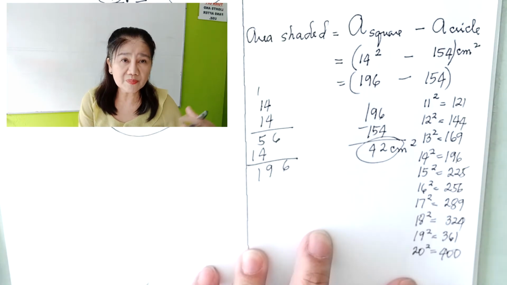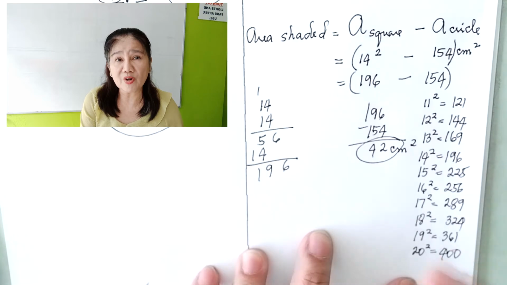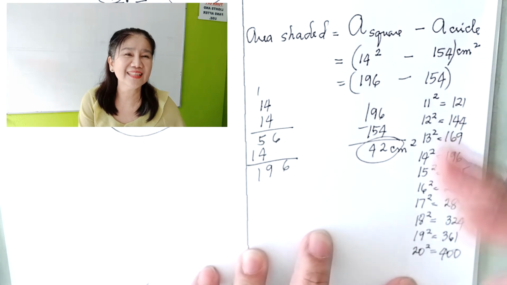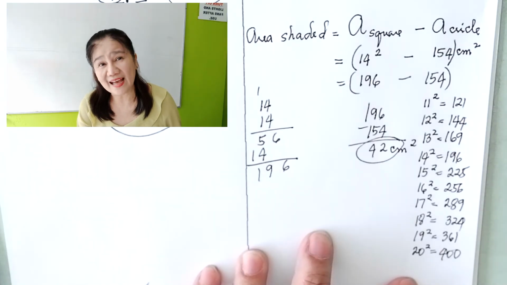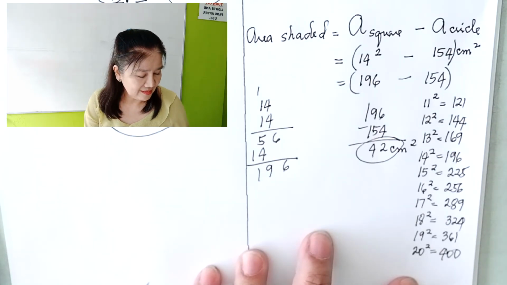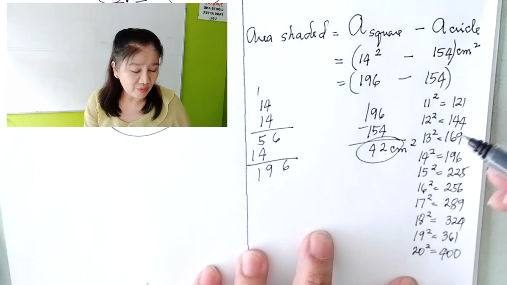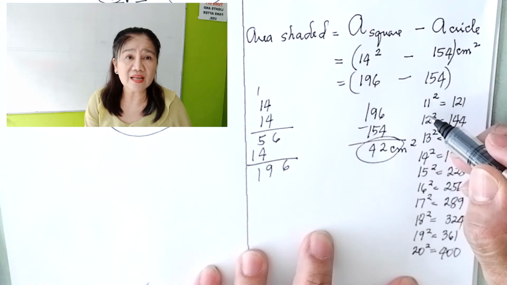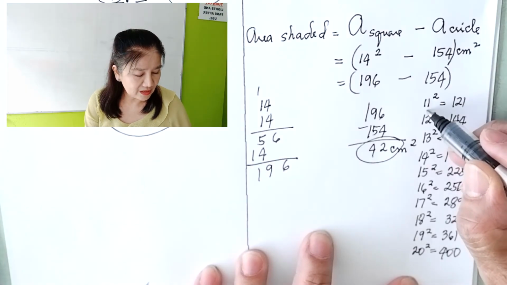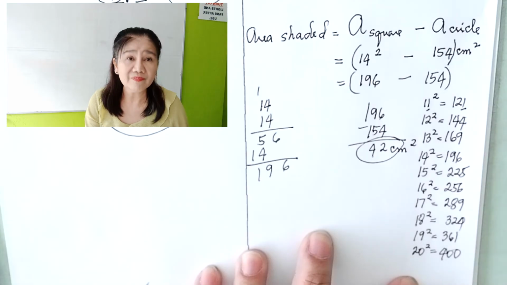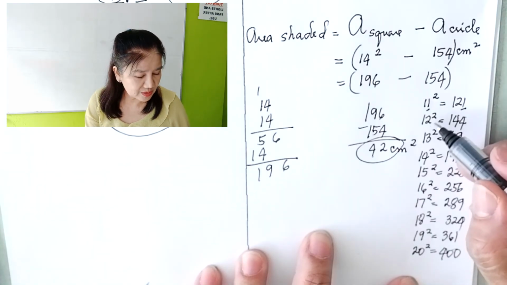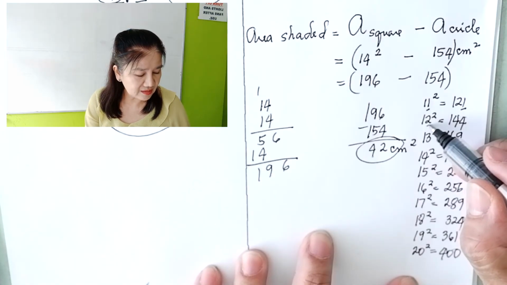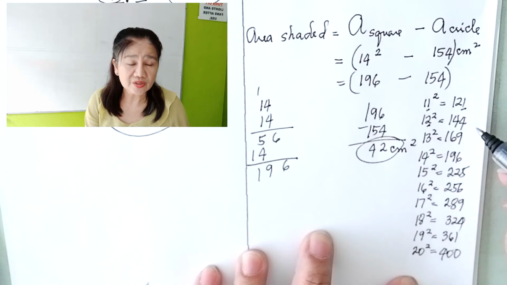Okay, let me help you how to remember all this fast. When I was young, I really memorized all this, but I had a technique. When it is 11 squared, look at the last digit 1. 1 times 1 is 1. It should end in 1. So if you have 12 squared, the last digit is 2. 2 times 2 is 4. So the answer should end in 4.